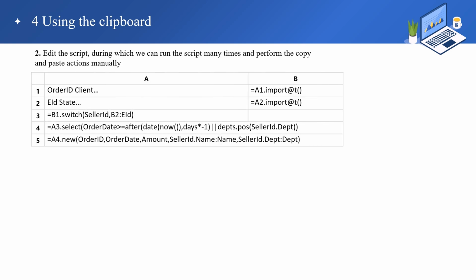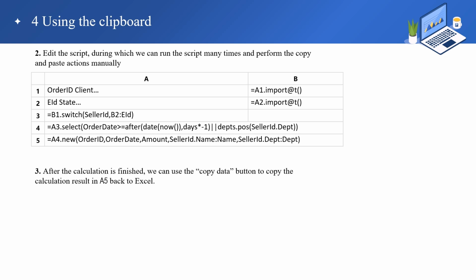2. After copying the 2 source data areas, edit the script, during which we can run the script many times and perform the copy and paste actions manually. 3. After the calculation is finished, we can use the Copy Data button to copy the calculation result in A5 back to Excel. It should be noted that the data in the cell A1 or A2 should be cleared when saving the code, otherwise all source data will be saved.